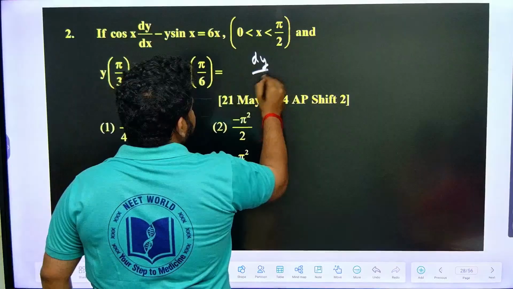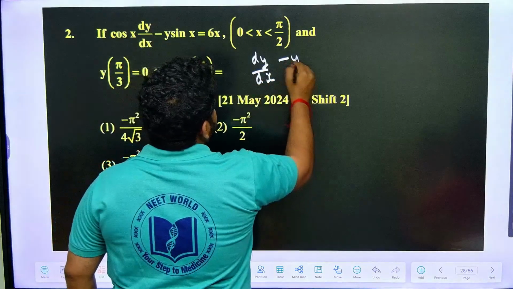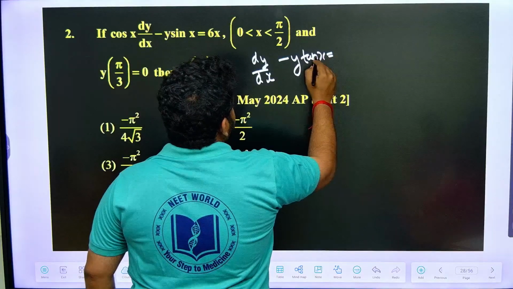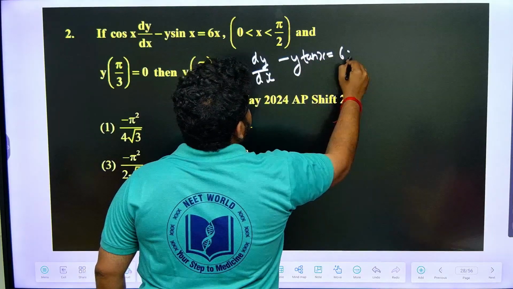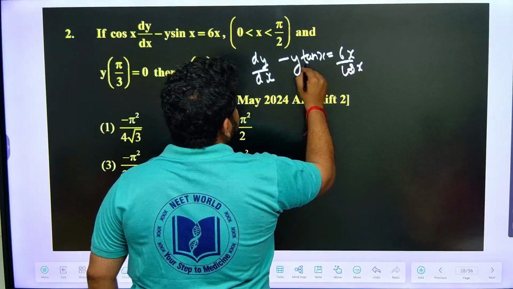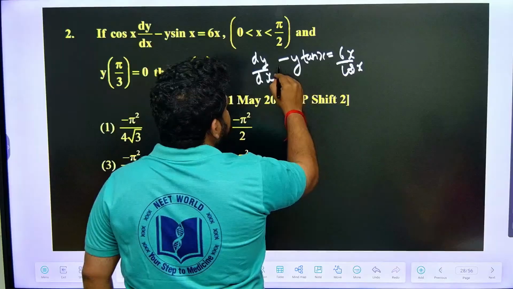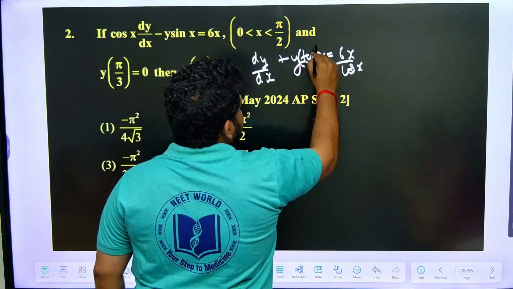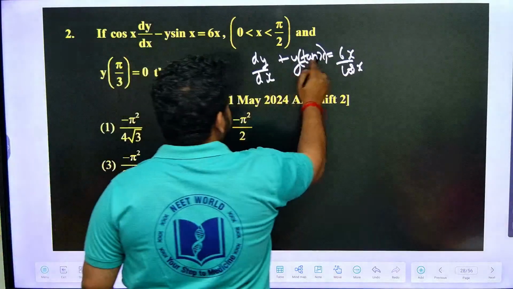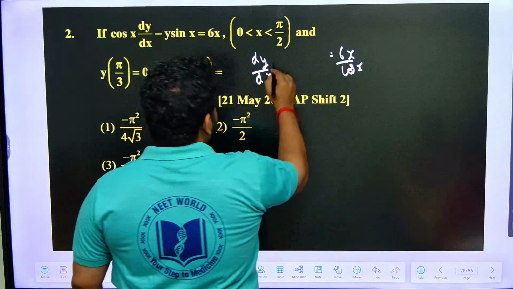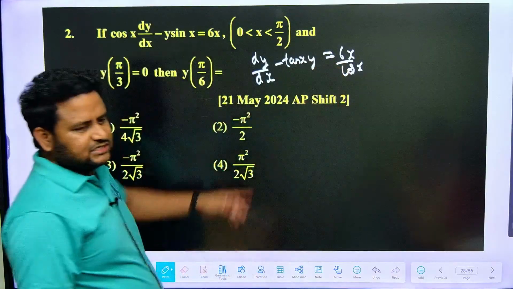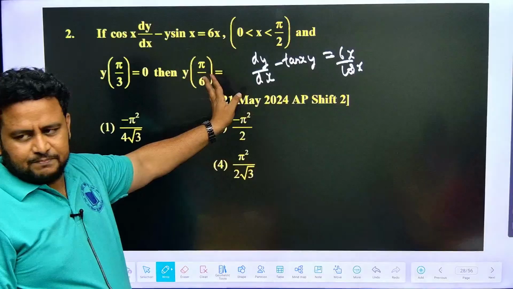dy/dx minus y into sin x by cos x is what? Tan x. Okay, this will be what? 6x by cos x. So this will be tan x minus tan x. I can write it as y plus y into minus tan x. I am sending the minus inside; otherwise, if you are getting confused, leave it as it is. You can write it as minus tan x into y. That's all. Here P is minus tan x.